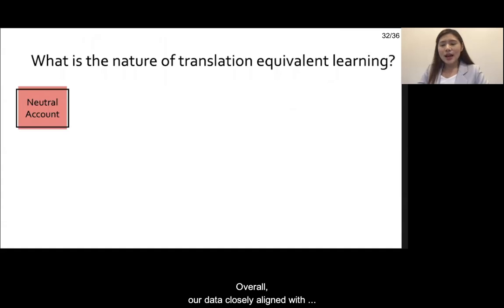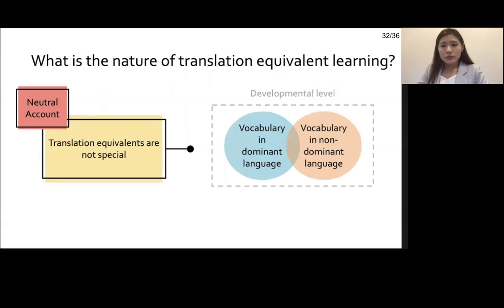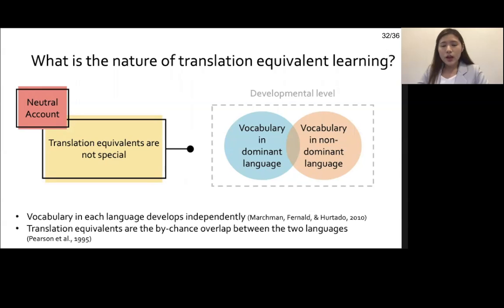Overall, our data closely aligned with the neutral account. We show that translation equivalents are actually not special and are learned in a way similar to how singlets are learned. They are contingent upon a child's vocabulary size in each language and their developmental level. This result is consistent with previous studies, which suggest that vocabulary in each language develops independently. With this, singlets and translation equivalents are equally learnable. And perhaps translation equivalents are learned because they are the by-chance lexical overlaps shared between bilinguals' two lexicons.